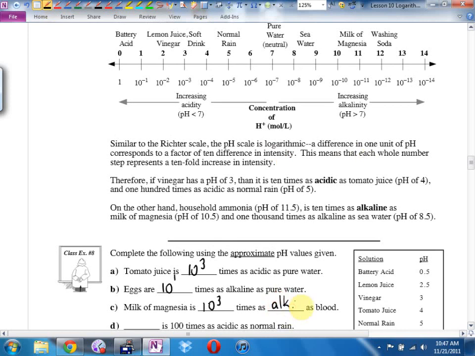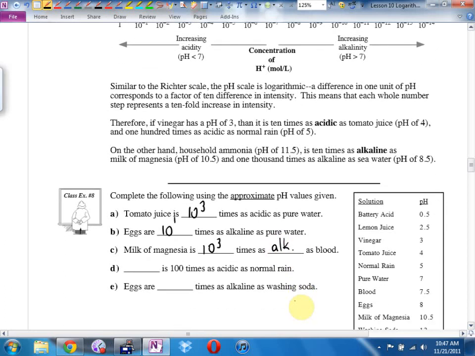What's 100 times as acidic as normal rain? Normal rain. Now, acidic means head to the left. 100 means 10 to what power, actually? 100 times more acidic, vinegar. A hundred times more alkaline, pure water than normal rain, if they'd wanted me to go in that direction.